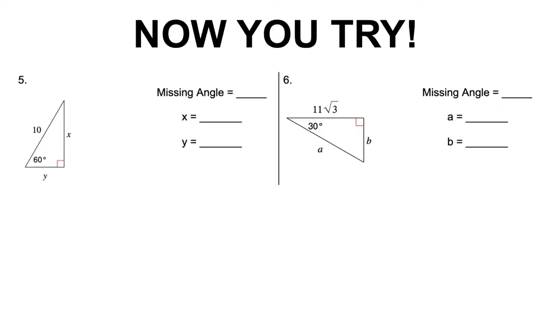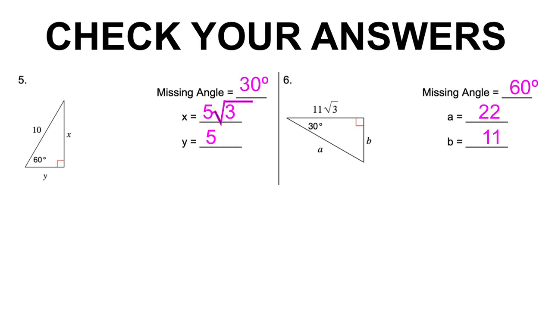Here's the last 2 examples we're going to do. Feel free to pause the video so you can take a moment to try them on your own and then press play when you're ready to check your answers. Okay, so on number 5, our missing angle here is 30. It looks like y is our side that's across from 30, so y is going to be our short side. You're given the hypotenuse this time, so you're going to take half of the hypotenuse in order to figure out your short side. And then x, your long side, is just 5 times the square root of 3.